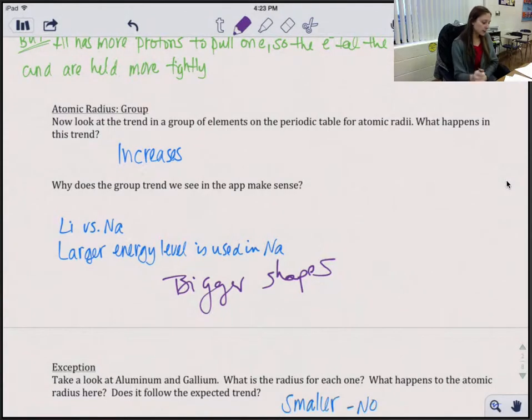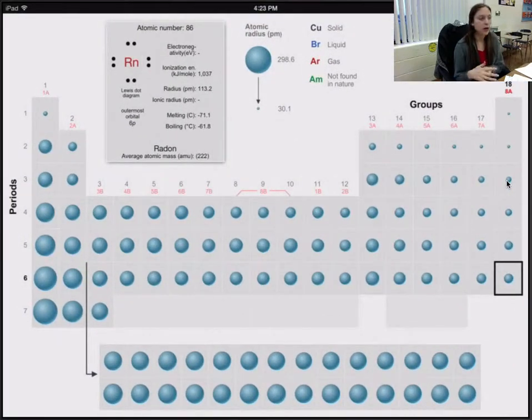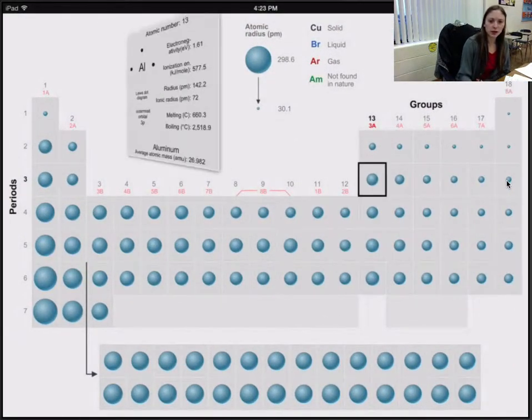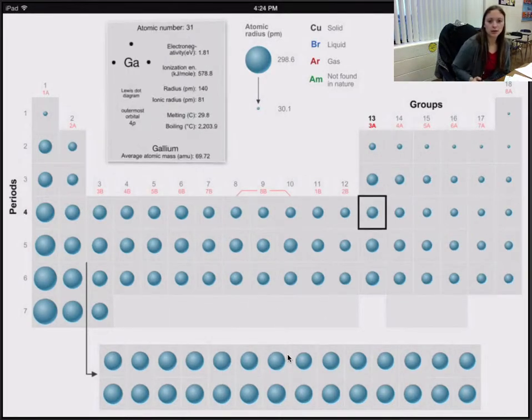Now with anything, and this is the last thing we're going to look at for this video, you have exceptions. There are many, but there's one that happens over and over again. We're going to take a look at aluminum and gallium. I'll look up the radius for each one, and we're going to see if it actually follows. Since I'm telling you it's an exception, you should know that no, it doesn't follow. When I look at aluminum, its radius is 142.2 picometers. It tells me there in the little box. I go down to gallium, which should be bigger, and I see, oh wait, gallium's 140. So gallium actually gets a little bit smaller.